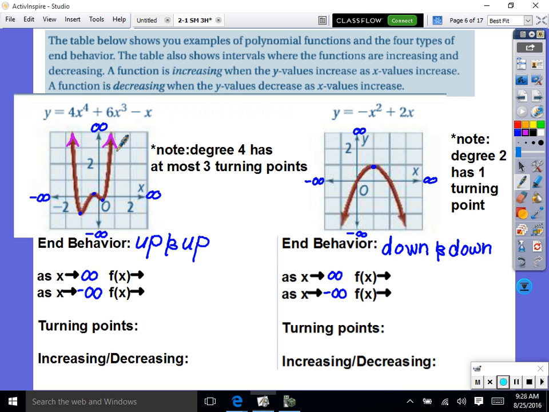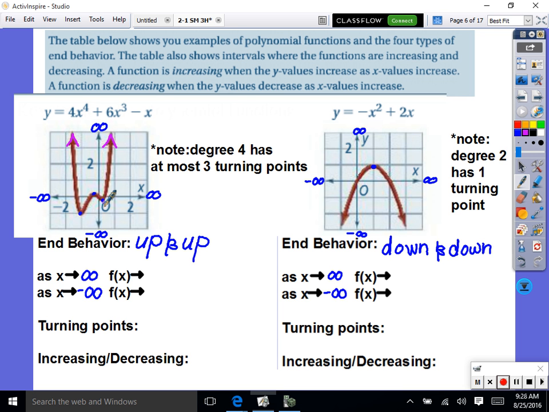Does everybody see that? Okay? And then notice some things here. This is degree 4. If you were to graph this on your graphing calculator, you would see that you have 1, 2, 3 different turning points. Okay? Does everybody see the turning points? We're all good with what a turning point is.